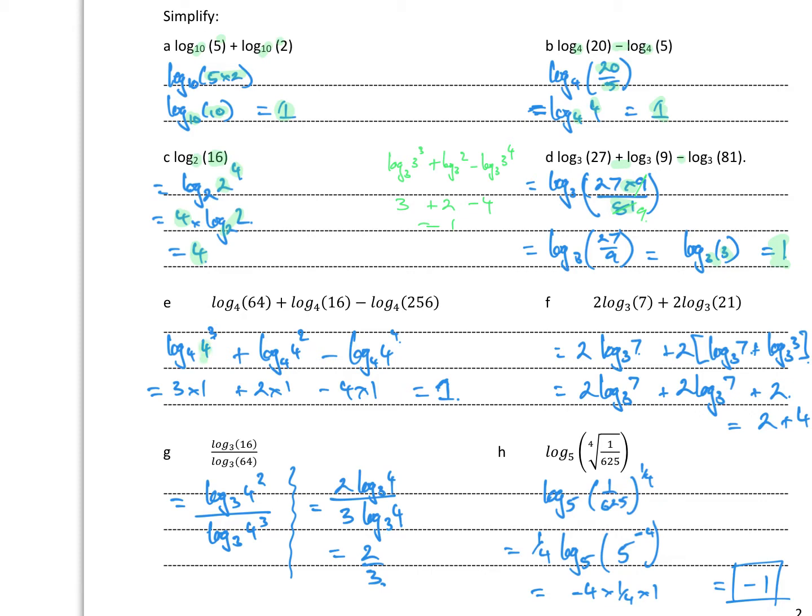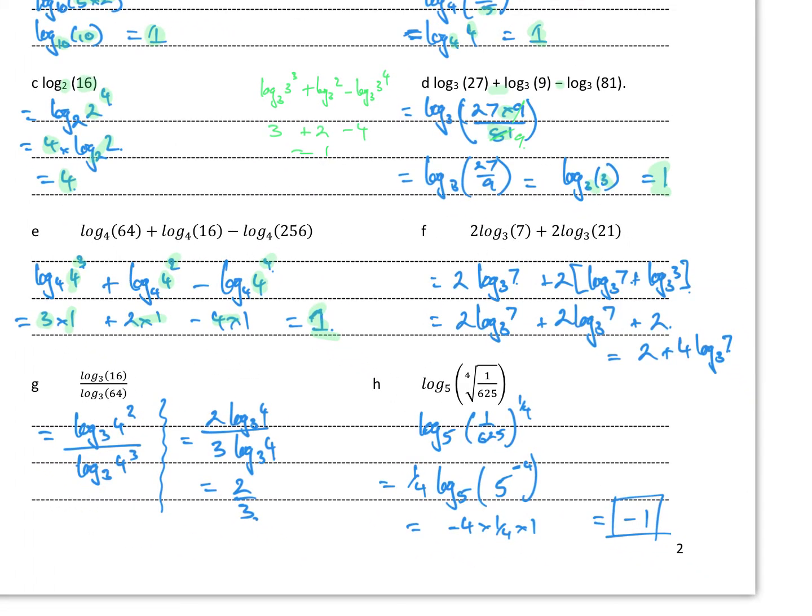So 64 is 4 to the power of 3. 16 is 4 to the power of 2. And 256 is 4 to the 4. Right, so again, I can bring the numbers out the front. So I get 3 times log base 4 of 4, which is 3 times 1, 2 times 1, 4 times log base 4 of 4. So 3 plus 2 minus 4 is, of course, 1.